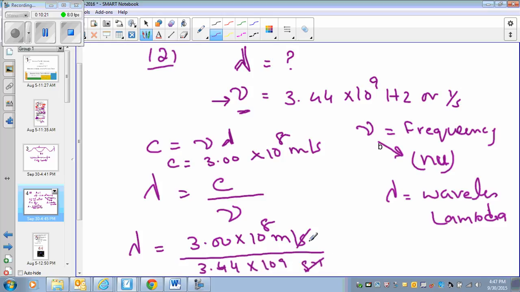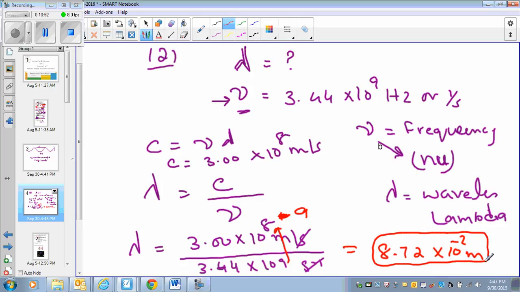So per seconds get cancelled. I can take this 9 up in the numerator. It becomes minus 9, by the way. So I can solve the rest of the question. If you use your calculator, I will have the answer as 8.72 times 10 to the negative 2 meters. Let me know if you don't get this answer or if you don't understand it.